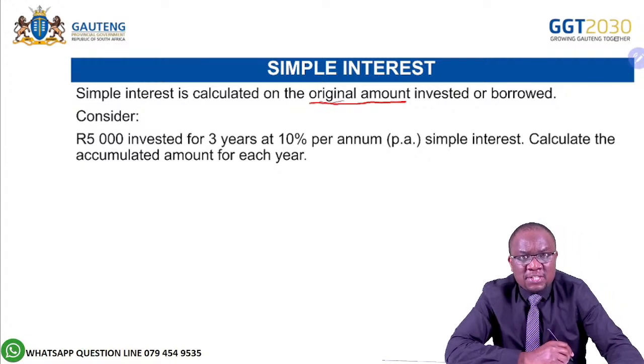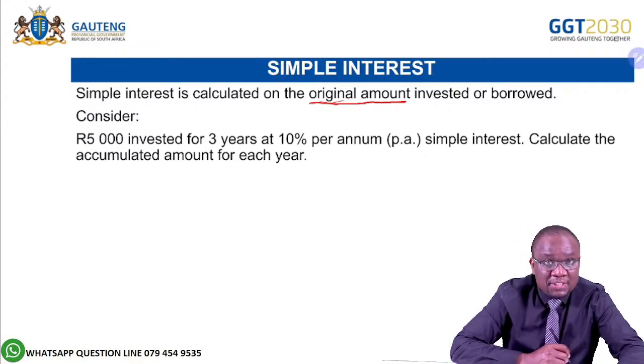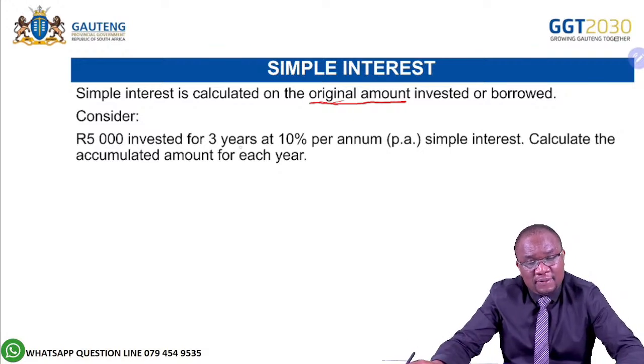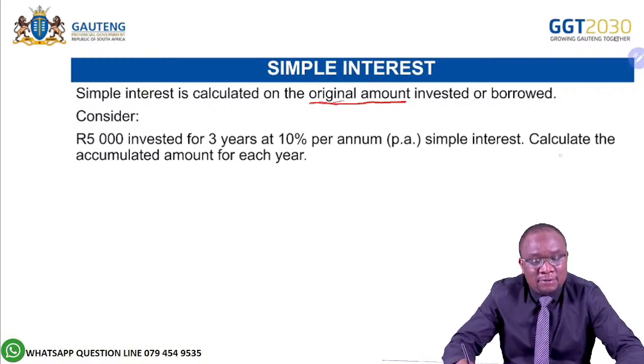Let's look at this situation here. Consider 5,000 invested for 3 years at 10% per annum. It means 10% per year. First year getting 10%, second year getting 10%, third year getting 10%. Now, simple interest. Calculate the accumulated amount for each year.